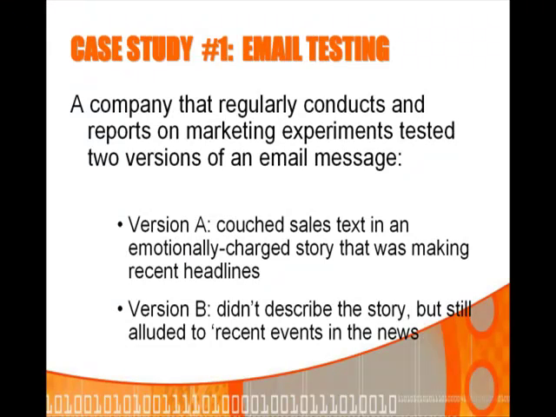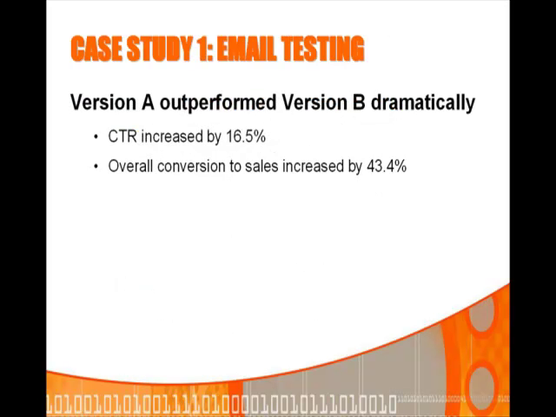Here's an interesting case study conducted by a company called MarketingExperiments.com that regularly conducts and reports on marketing experiments. In this experiment, they tested 2 versions of an email written to convert leads into sales for a particular offering. Version A couched the sales text into the context of an emotionally charged story that was making recent headlines. Version B, otherwise identical, didn't specifically describe the story, but instead alluded to recent events in the news. The essential difference between the 2 emails was that one mentioned the event by name and the other didn't. Now, as you can see here, version A dramatically outperformed version B.